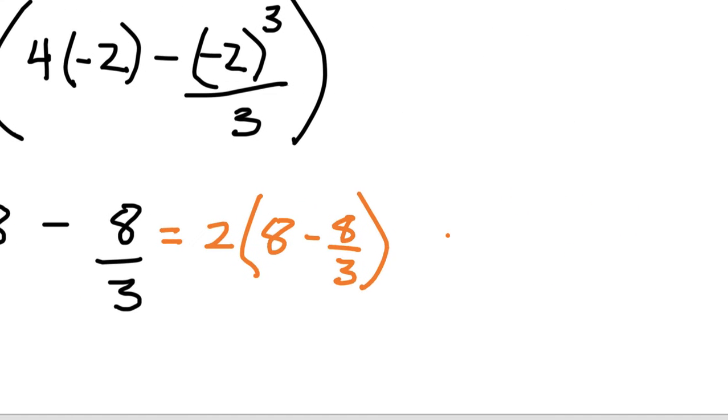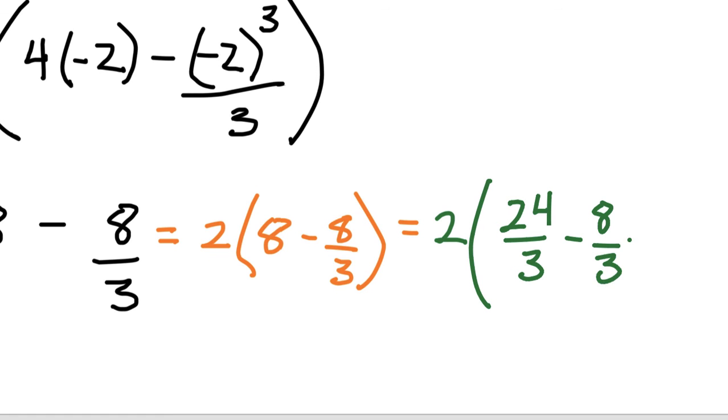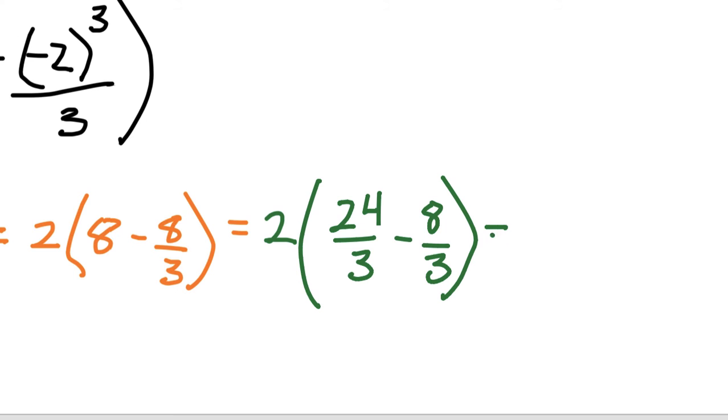And we'll talk about why in a sec. That's going to be equal to, well, I have to multiply that 8 by 3 over 3, right? So 8 times 3 is 24. It's 2 times 24/3 minus 8/3. And 24 minus 8 is 16 thirds, and double 16 thirds is 32 thirds. So our final answer here is 32 thirds.